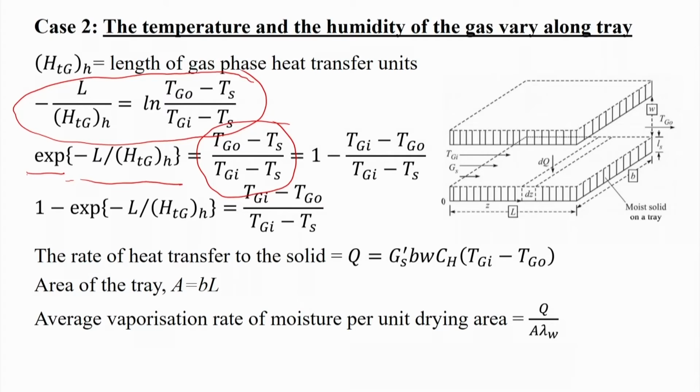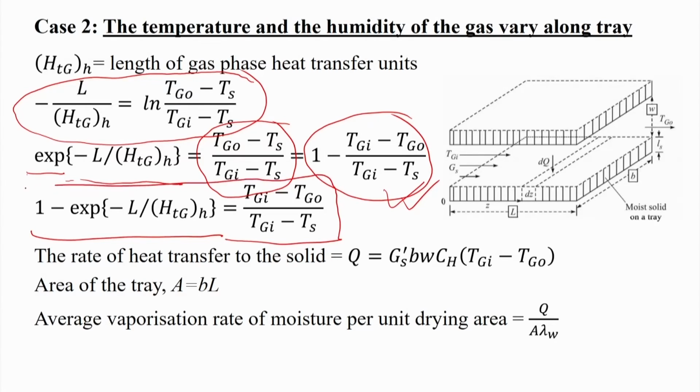By manipulating this, we write it in terms of TGI and TGO with TS, that is, 1 minus (TGI minus TGO) by (TGI minus TS). So, we are now incorporating all these temperatures: the inlet temperature of the drying gas, the outlet temperature of the drying gas, and the temperature of the wet solid. Again by manipulation, 1 minus the exponential of minus L by HTG is (TGI minus TGO) by (TGI minus TS).